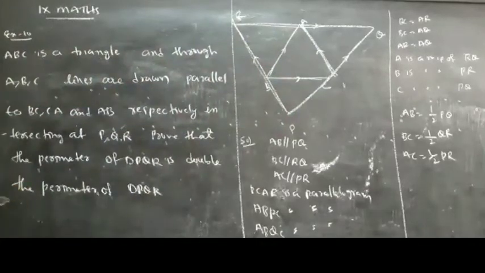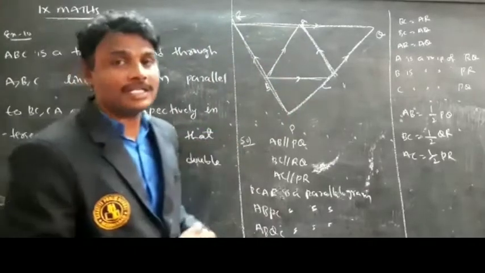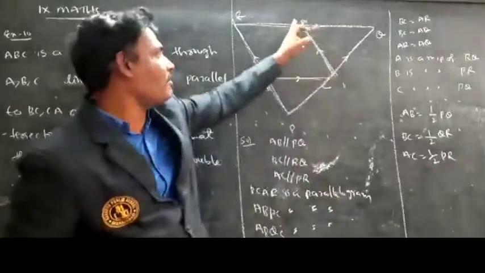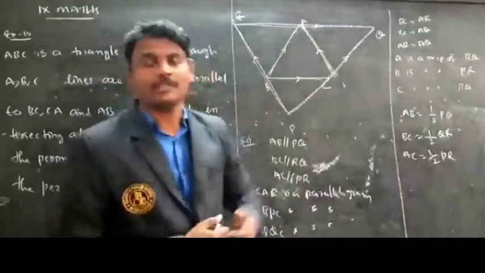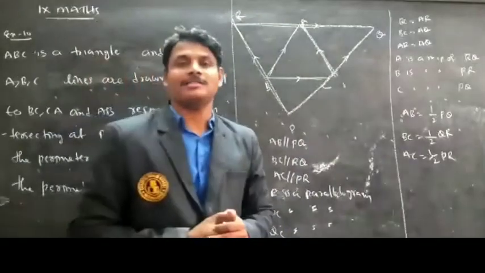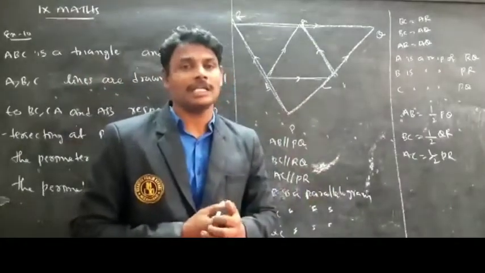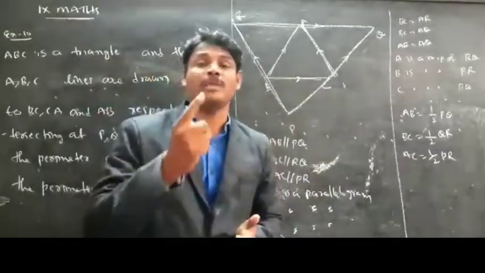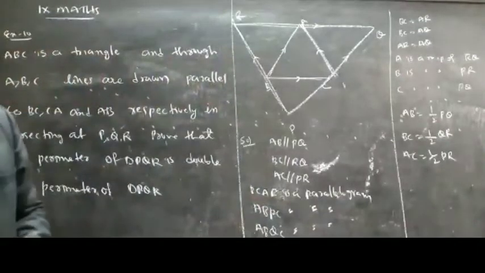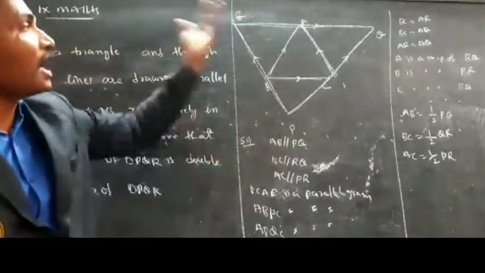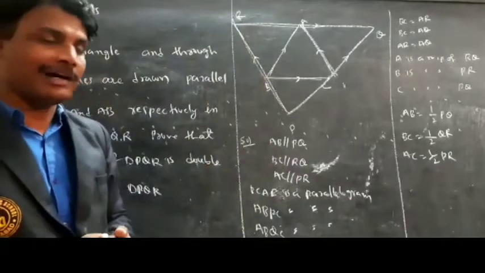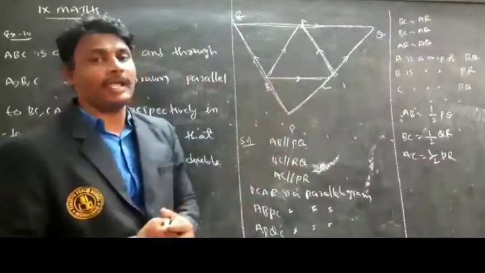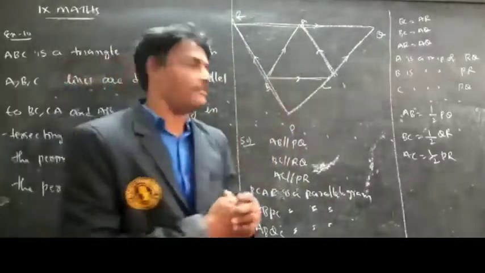Prove that the perimeter of triangle PQR... So by intersecting here, another triangle is also forming. ABC is the first triangle. Then through A, B and C parallel lines are drawn, and the lines intersect at P, Q and R. By joining them, another triangle is formed, that is PQR. You have to prove that the perimeter of triangle ABC is half of the perimeter of triangle PQR, or the perimeter of triangle PQR is double the perimeter of triangle ABC.